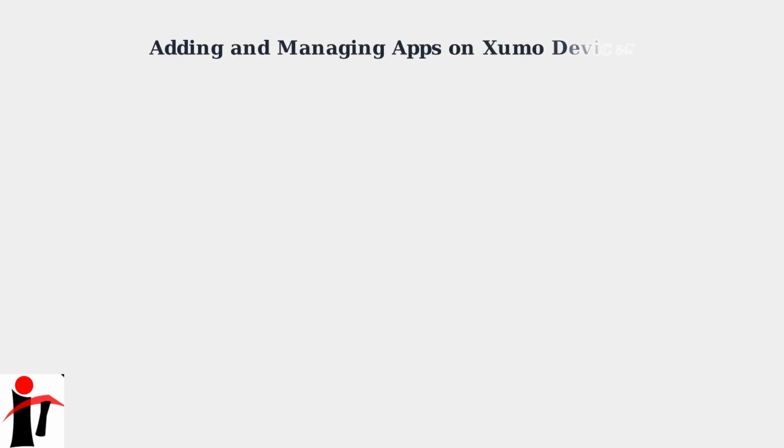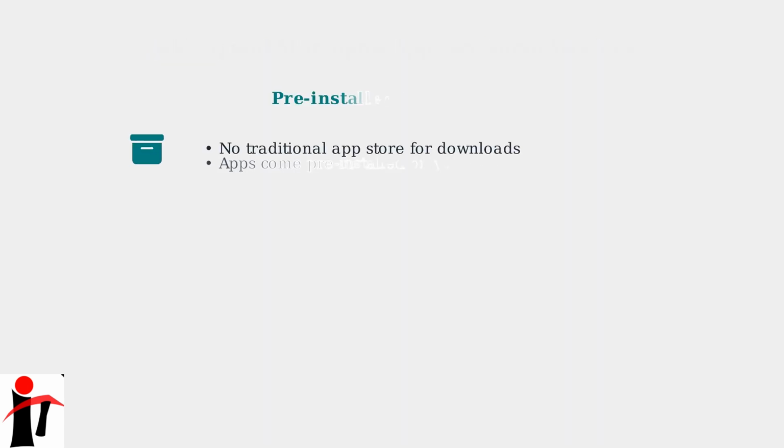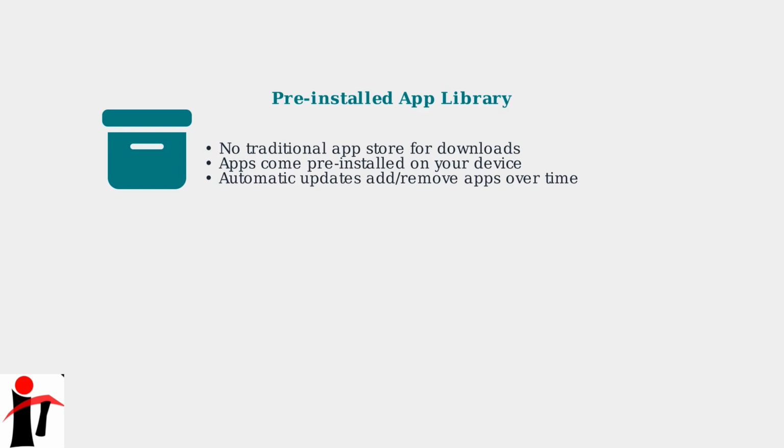Xumo TV and Streambox devices work differently from traditional smart TVs when it comes to managing apps. Understanding these differences will help you customize your streaming experience effectively. Unlike traditional smart TVs, Xumo devices don't have an app store where you download new applications. Instead, they come with a carefully curated library of pre-installed streaming apps that automatically update over your internet connection.